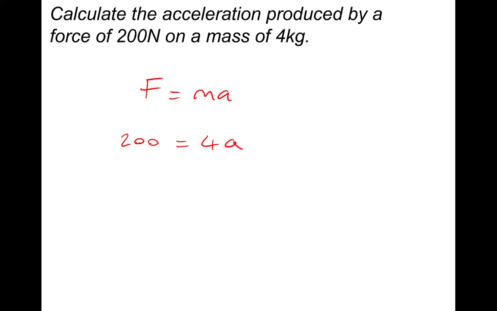So just 4a. And if you're in a maths lesson, your maths teacher might say, I want you to make A the subject, which is what we're going to do. To make A the subject, to get it on its own, we need to get rid of anything else that's attached to it. In this instance, we've got a multiply by 4. To move a multiply by 4 to the other side of the equation, we do the opposite, and the opposite operation of timesing by 4 is dividing by 4. So 200 divided by 4 is equal to the acceleration, and that gives an acceleration of 50 meters per second squared.